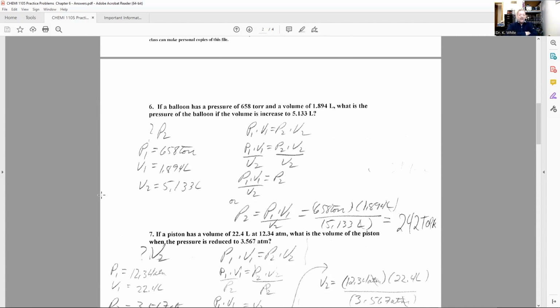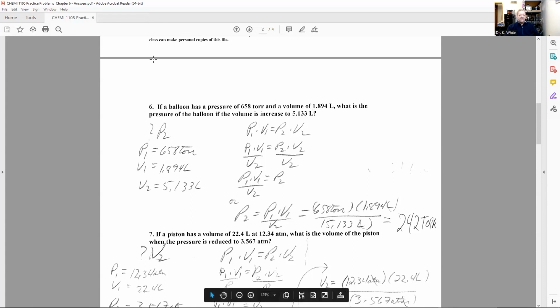If a balloon has a pressure of 658 torr and a volume of 1.894 liters, what is the pressure of the balloon if the volume is increased to 5.133 liters? Well, notice this is a balloon. That means gas. We're talking about volume and pressure. That's all that's there.